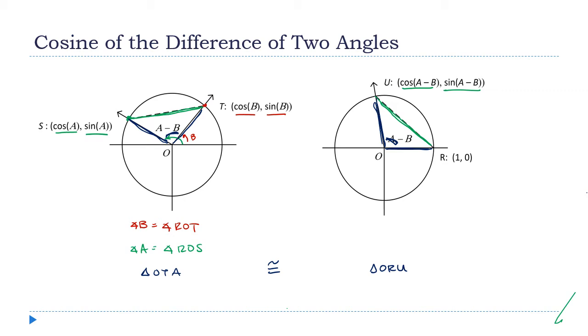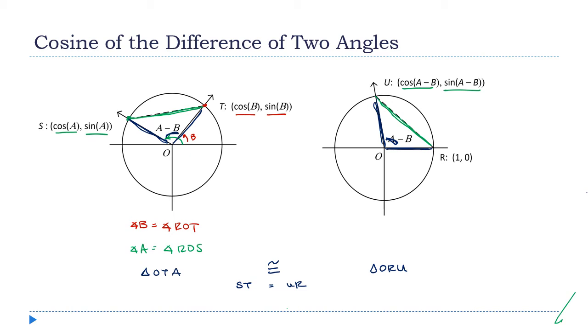So segment ST is congruent to segment UR, which means their lengths are the same. Okay, and I can find their lengths. I can come up with formulas for those lengths using the distance formula. So look at ST over here.